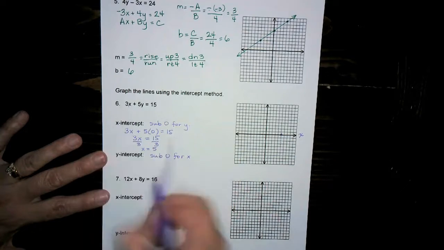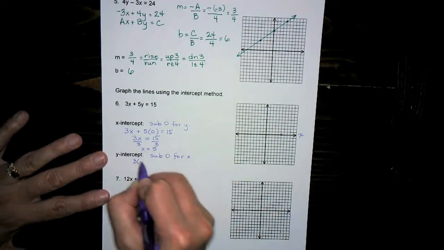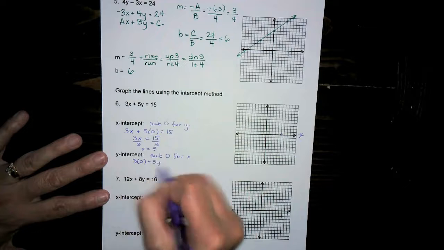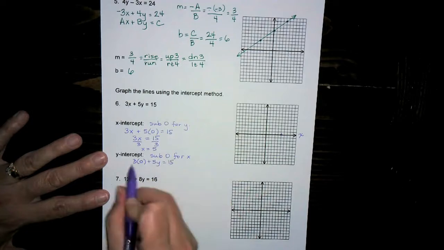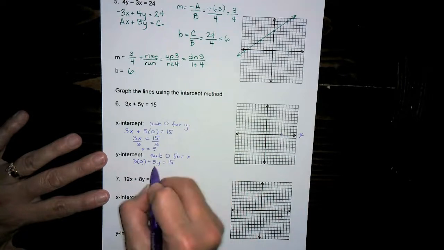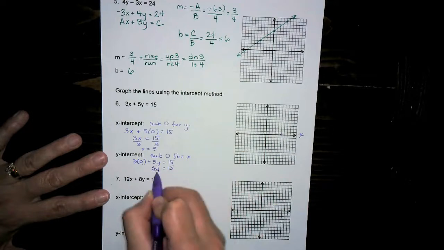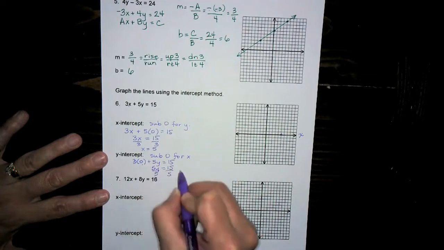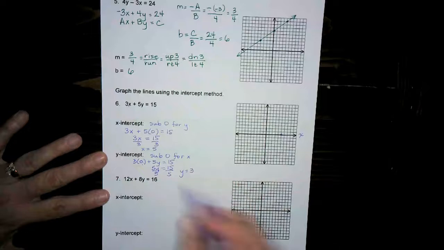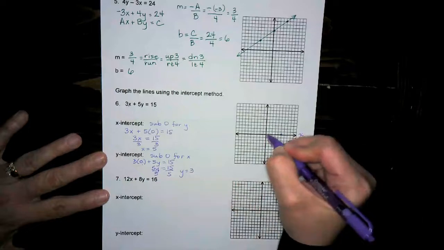So now in place of the x, I put a 0. So 3 times 0 plus 5y equals 15. Well, 3 times 0 is 0, and we get 5y equals 15. Just like before, we can divide by 5, and I get y equals 3. So I'm going to go on the y-axis this time and up to 3.